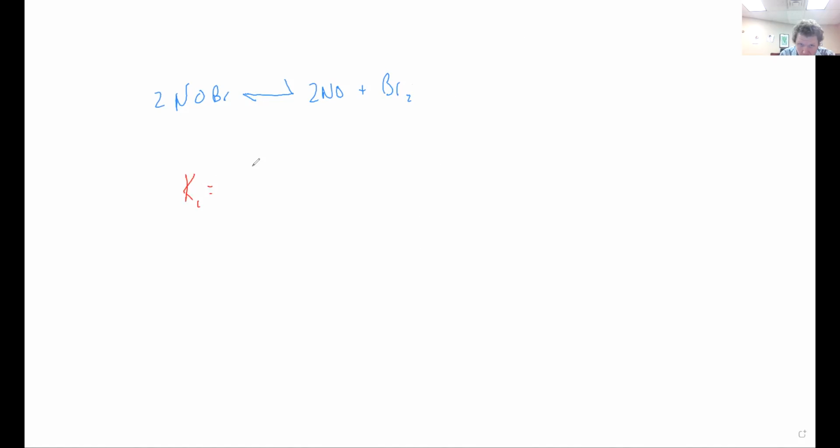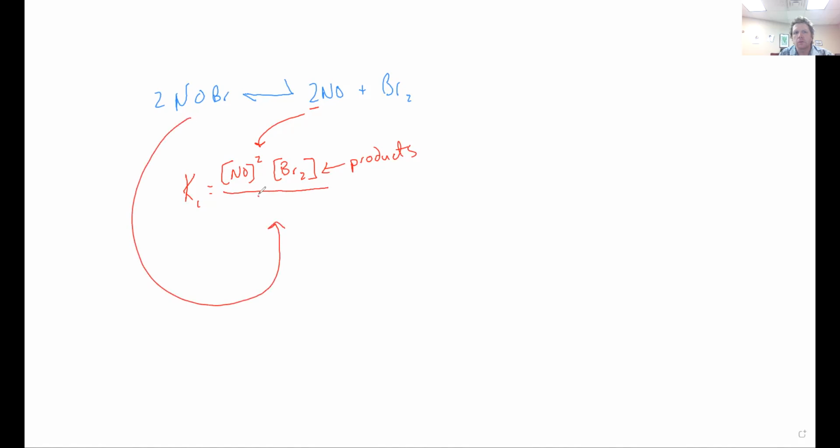The way that I like to approach this is, we're going to have concentrations of our products, NO, that's going to be squared because we've got that 2 coefficient that has to be an exponent here. And then we've got Br2. These are our products, over our reactant. We only have one reactant, NOBr, that's going to be squared. Now that's kind of the easy part of this.